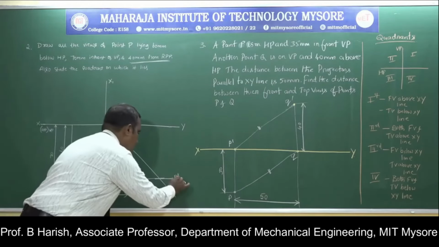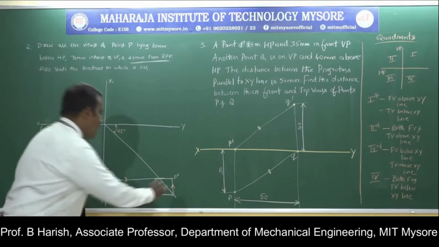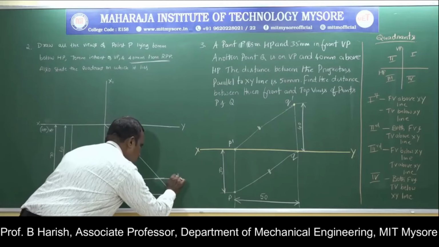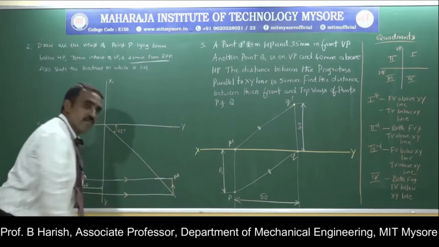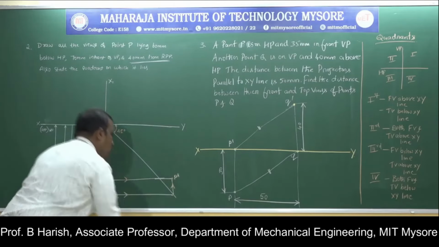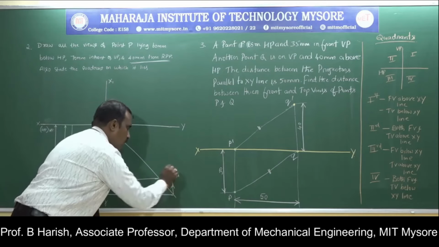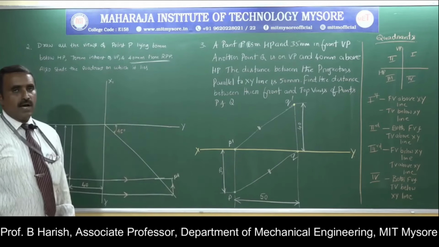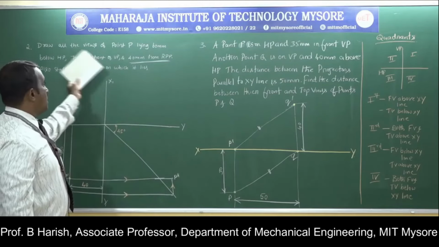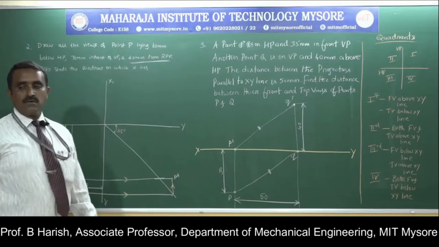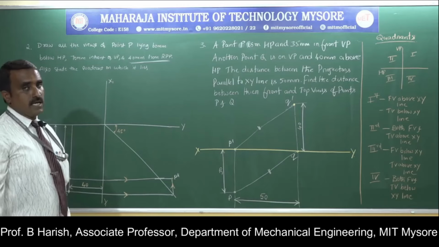The profile view will always be represented as a double dash. Here the point is given as P, so this profile view is represented as P double dash. Start from the horizontal plane until it meets the 45-degree line, then draw a vertical projector, then start from the front view, draw a horizontal projector, and the intersection point is your P double dash, the profile view. This is how we can solve a problem to draw the profile view with the given condition.